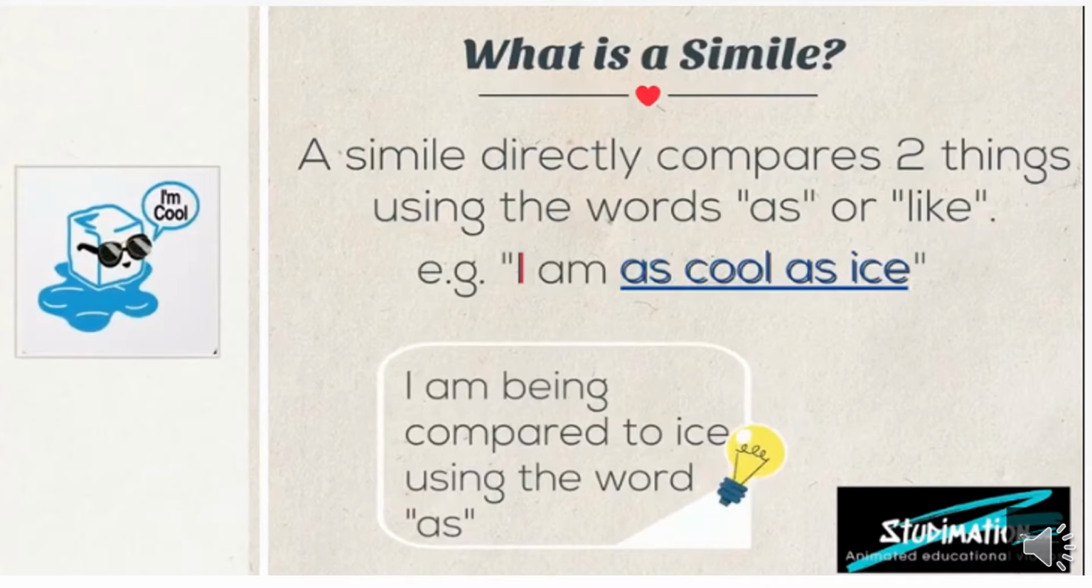Another example, I am as cool as ice. So a simile directly compares two things using the words as or like. For example, I am as cool as ice. Here, I am is being compared to ice using the word as. So the common between I am and the ice is the coolness or being cool, with the using of the word as.